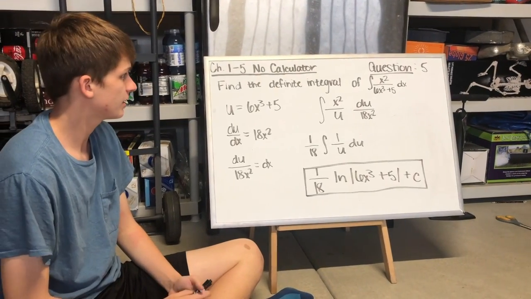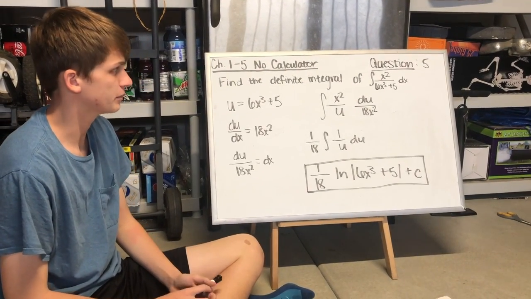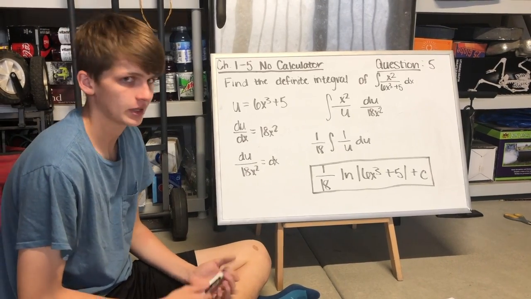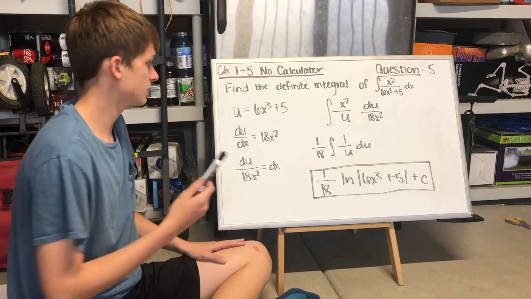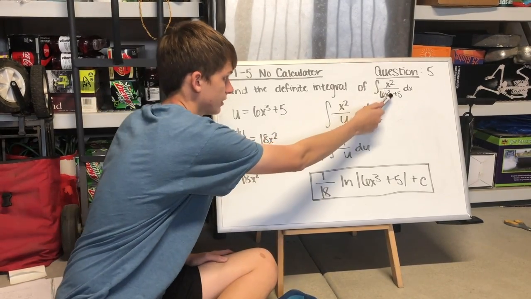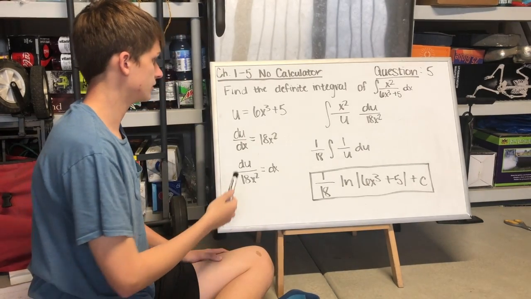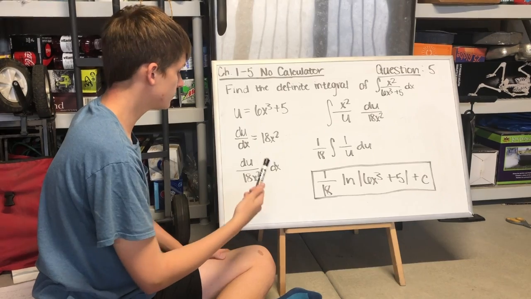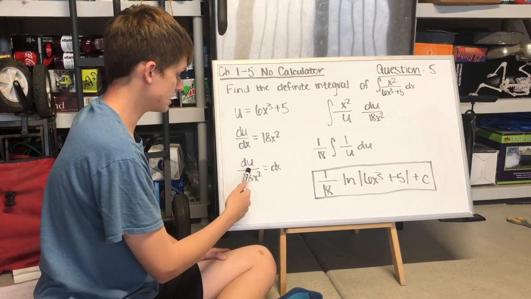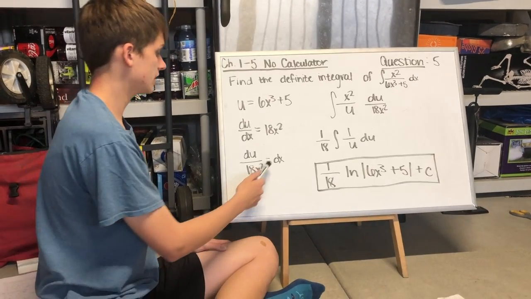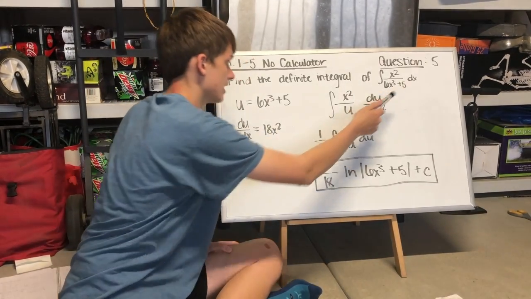So for question 5, we're asked to find the definite integral of x squared over x cubed plus 5. So immediately we can do one thing, which is u substitution. So we can set u equal to the denominator of this function. So we get du over dx equals 18x squared. And we can rewrite this as du over 18x squared equals dx. So this will come in handy because this can replace the dx.